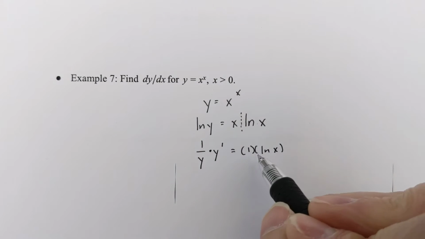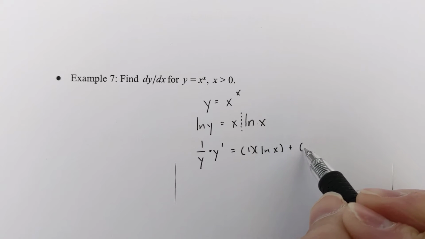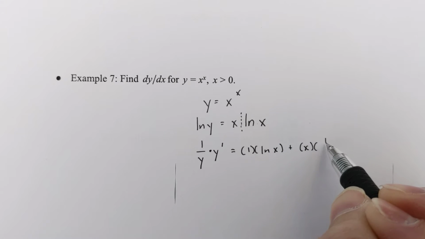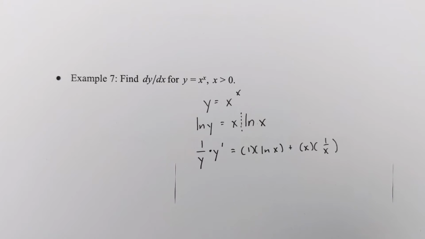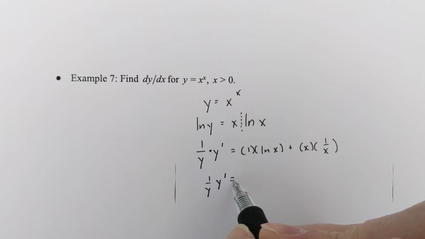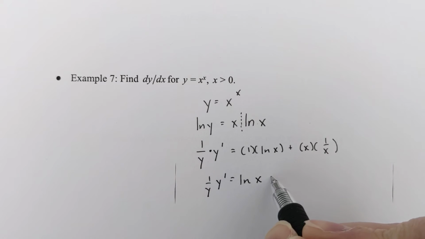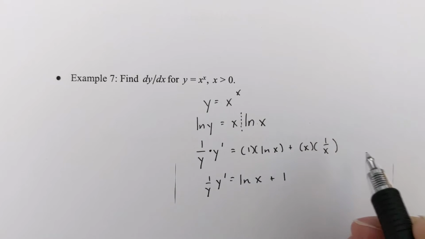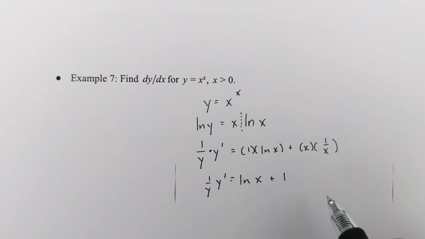Leave the second part alone, that's v. And then plus, leave u alone, and take the derivative of v. The derivative of the natural log is 1 over. So this becomes 1 over y times y prime equals the natural log of x plus 1, because x times 1 over x, those x's cancel.